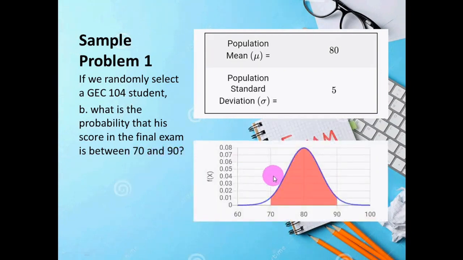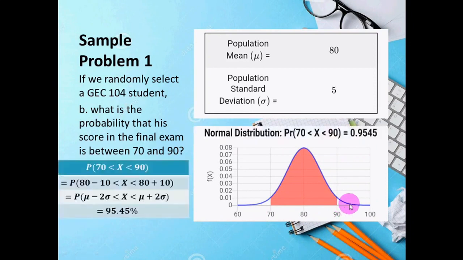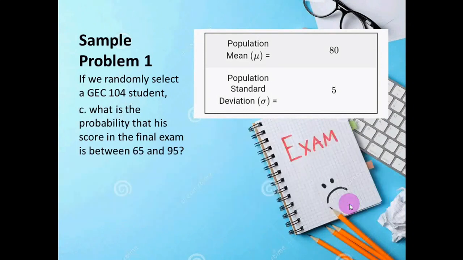Now, 70 is 2 standard deviations below the mean, and 90 is 2 standard deviations above the mean. So, by empirical rule, the probability that the value of a random variable falls within 2 standard deviations away from the mean is 95.45%, or that is 0.9545. And lastly, what is the probability that his score in the final exam is between 65 and 95?